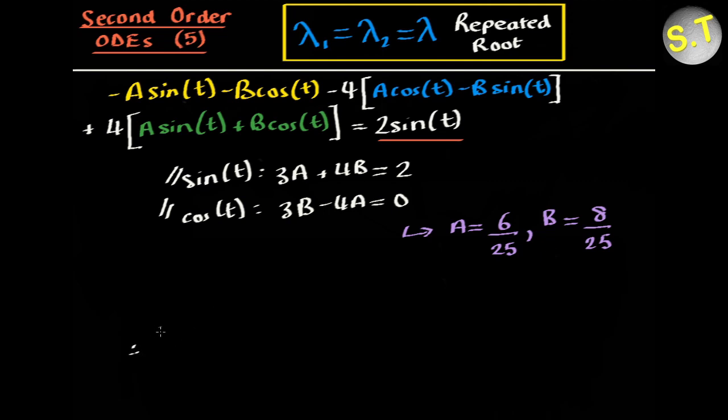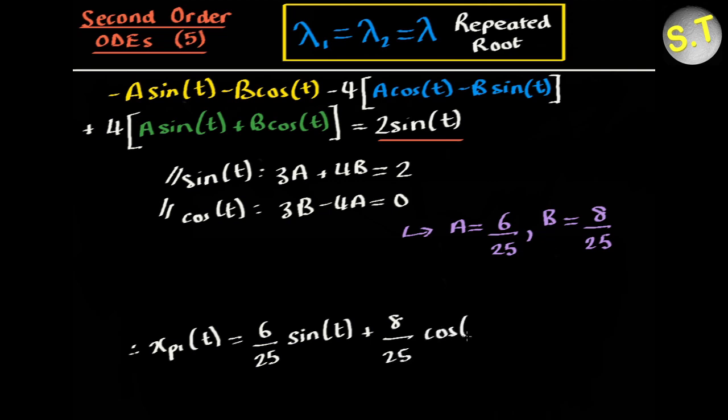So that means that our particular solution 1 of t is equal to 6 over 25 times the sine of t plus 8 over 25 times the cosine of t.